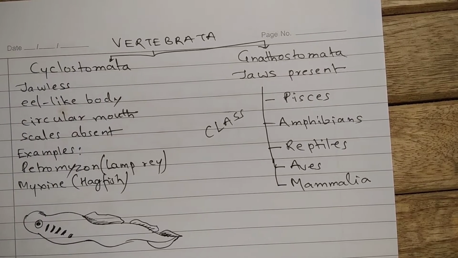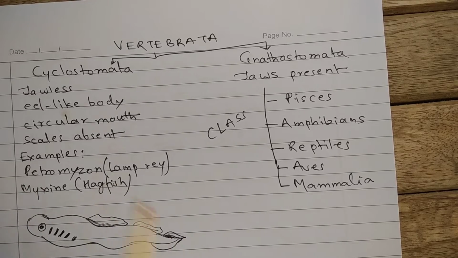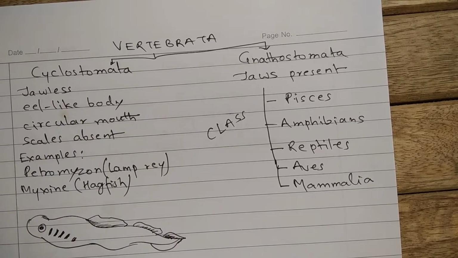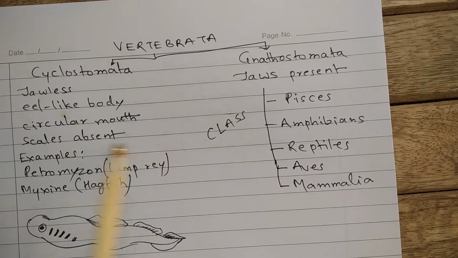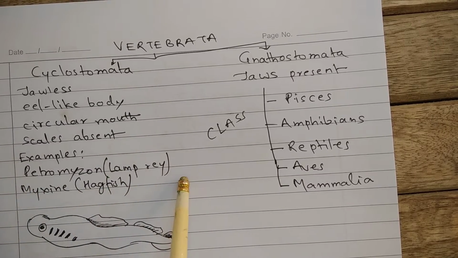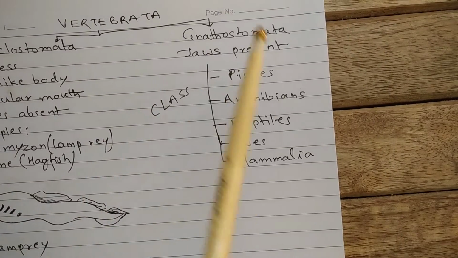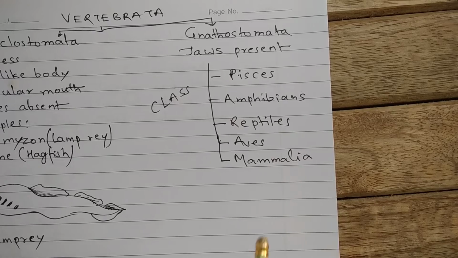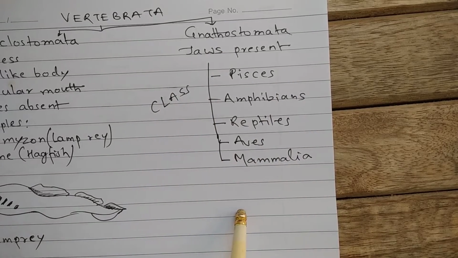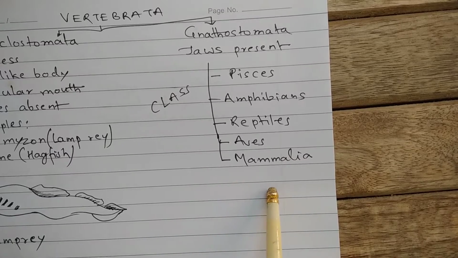Because of the absence of jaw, these animals have a circular mouth. These appear like fish, they have an eel-like body, but they are not fish. Scales are absent from the body, and examples are Petromyzon, that is lamprey, and Myxine, that is hagfish. The gnathostomata also have skull bones. Skull bone is there. Gnathostomata can be further divided into classes.